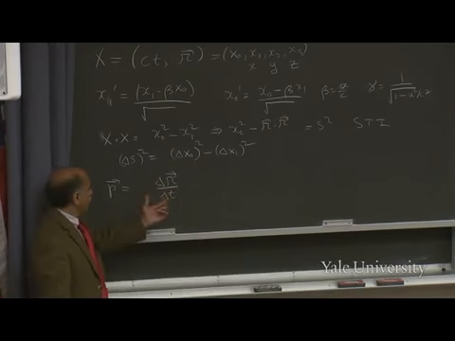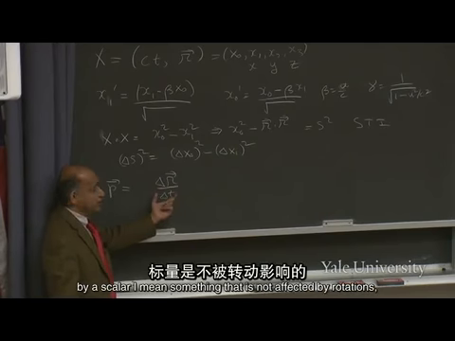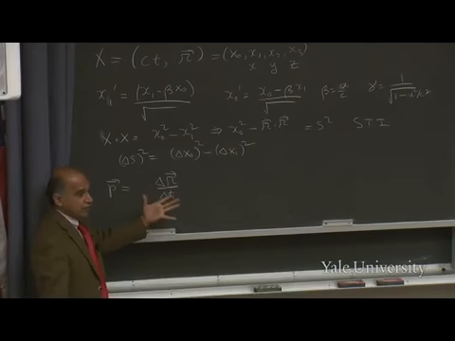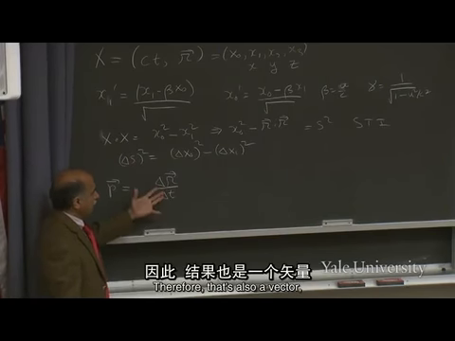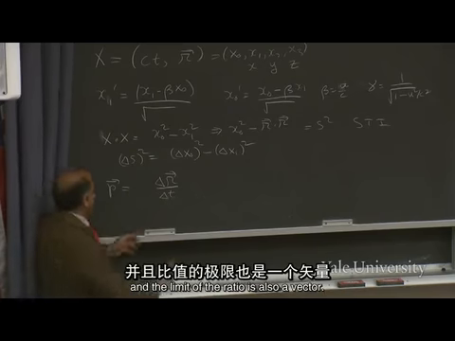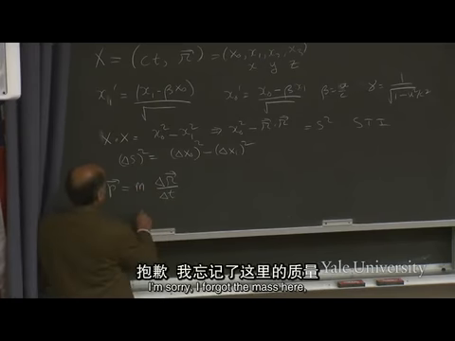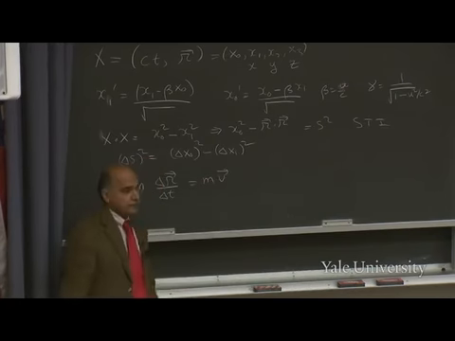The difference of two vectors is also a tiny vector going from here to there. Dividing by a scalar, I mean something that is not affected by rotations, means taking a vector and multiplying it by some number. Therefore, that's also a vector. So this ratio is also a vector, and the limit of this ratio is also a vector. I'm sorry, I forgot the mass here, and we call it the momentum vector.